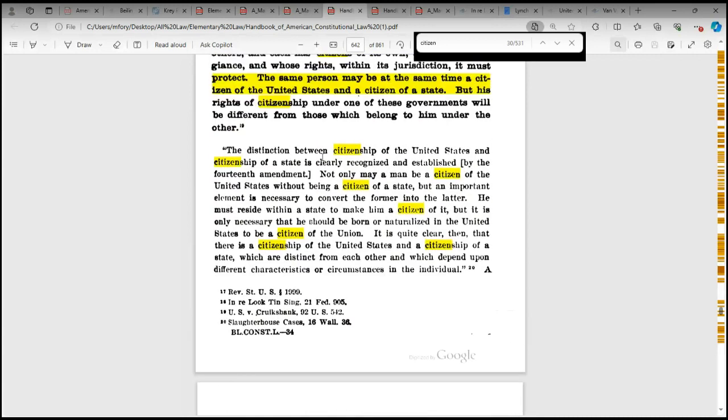The distinction between citizenship of the United States and citizenship of the state is clearly recognized and established by the 14th Amendment. Not only may a man be a citizen of the United States without being a citizen of a state, which is true, you could be a citizen and be somewhere else. But an important element is necessary to convert the former into the latter.